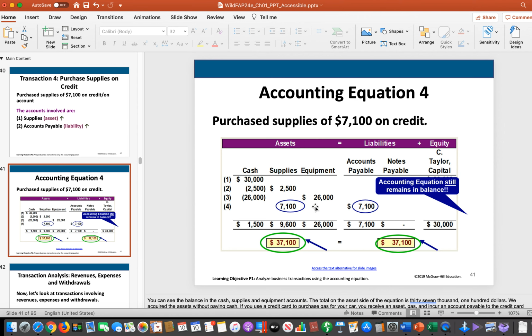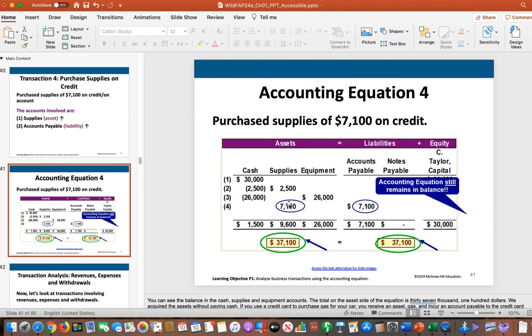So let's take a look. Supplies went up by $7,100 and so did the debt or liability, accounts payable. So now you have $9,600 worth of supplies. So $9,600 plus $1,500 plus $26,000 is $37,100. Your $30,000 in equity plus the $7,100 in accounts payable also equals $37,100. So both sides of the equation are the same. They're equal. That's why I call it an equation.